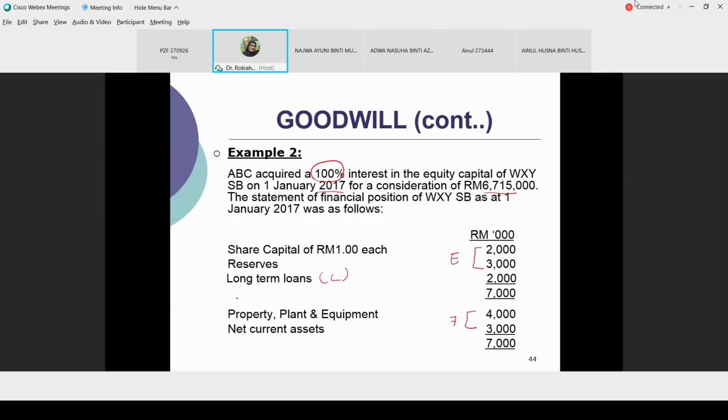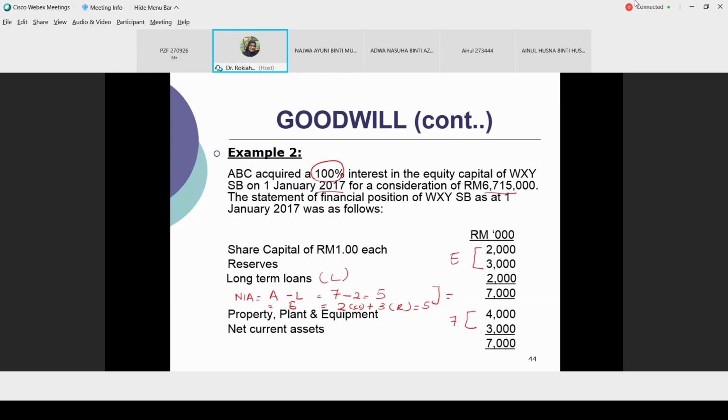Now, based on this information, we want to determine the net identifiable asset. Remember that net identifiable asset is your asset minus your liability, which is asset 7, liability 2, so you have 5. Or net identifiable asset is asset minus liability, which equals the equity. For equity, we have 2 for share capital, plus 3 for the reserve. So altogether we have 5, the same amount. So this is your net identifiable asset.